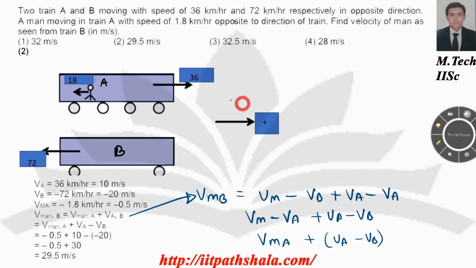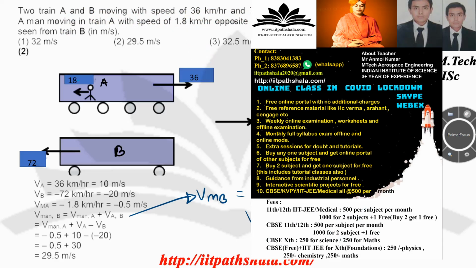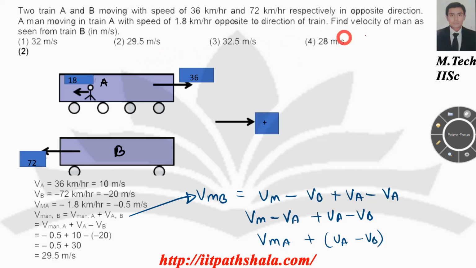Moving toward the next question: a train A and a train B are moving with velocities 36 km per hour and 72 km per hour respectively. Now it's a relative question from the kinematics relative concept, pretty simple. Both are moving in the opposite direction and a man is in train A, moving with a speed of 1.8 km per hour opposite to the direction of the train. Find the velocity of the man as seen from train B. Now you are in train B and watching the man, then you have to predict the velocity of the man if you are sitting in train B.